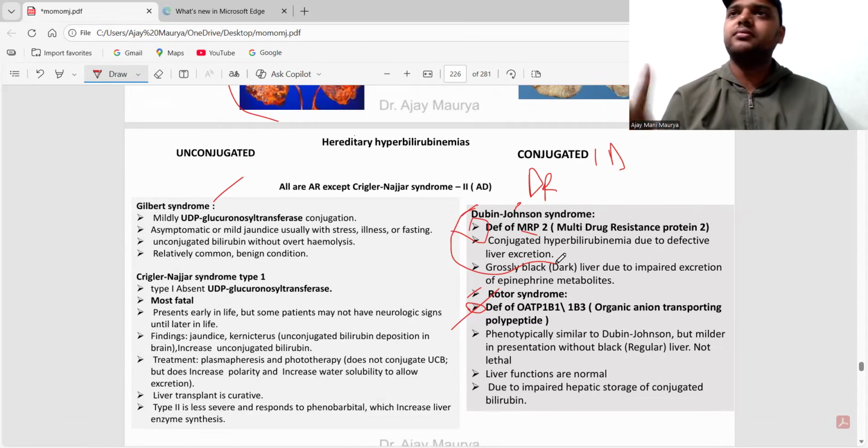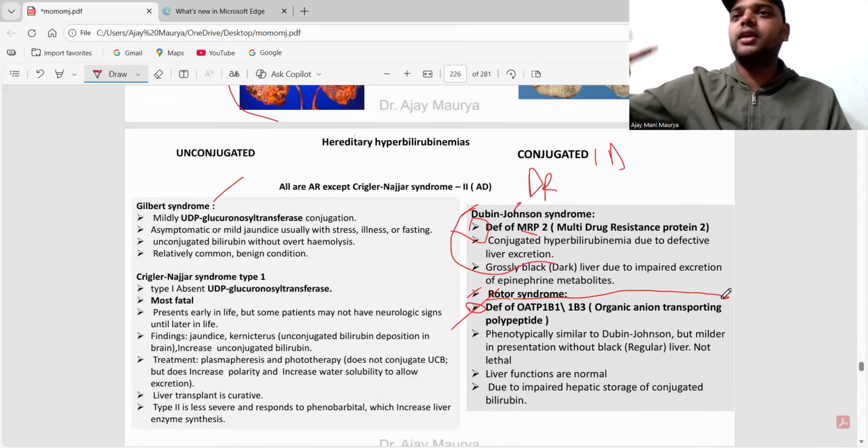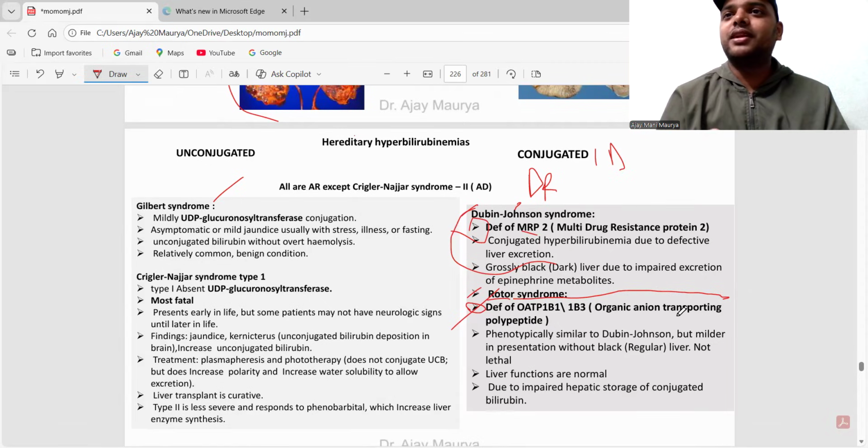Then the next one is Rotor. Rotor, what is the problem? Rotor has a problem in transporting. Rotor, motor, transporting. So the defect is in anion transporting. Done. Next one is Gilbert syndrome. See, Gilbert syndrome is very mild.